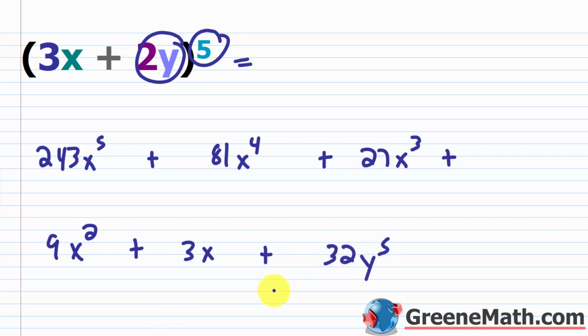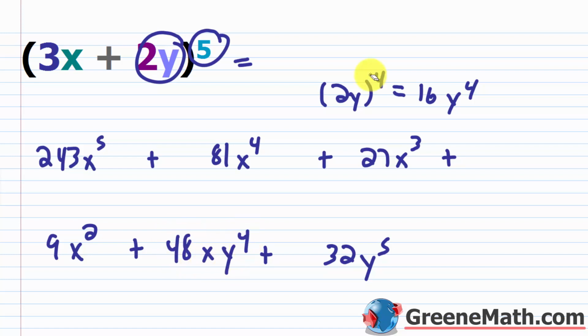And then as I go this way, I would have what? 2y to the fourth power. So let me write this up here. I know this gets real messy. 2 to the fourth power is 16, and then y to the fourth power. So you're going to have to multiply here. 16 times 3 is 48. So you would have 48xy to the fourth power, okay?